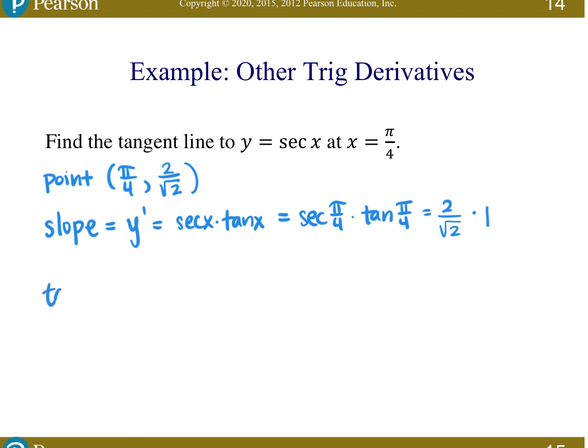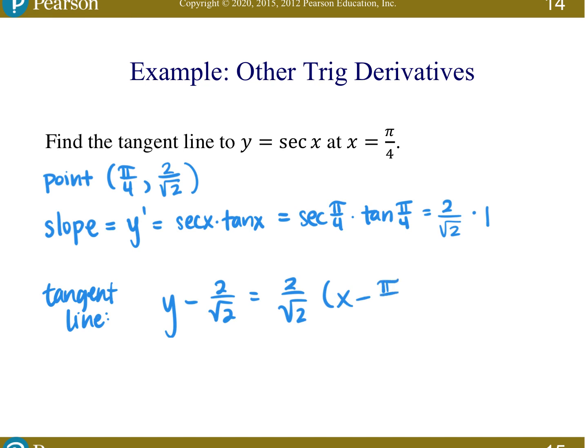So my tangent line would use those things. Y minus 2 over rad 2 equals the slope, which is also 2 over rad 2, times the quantity x minus pi fourths. You don't need to rationalize, you don't need to distribute, you don't need to simplify. Any equivalent answer is fine. All right, any questions on that one?